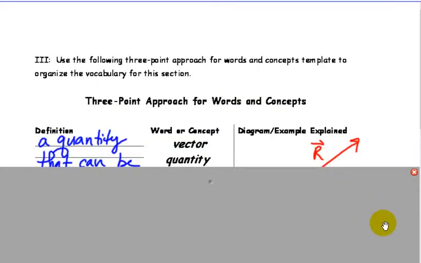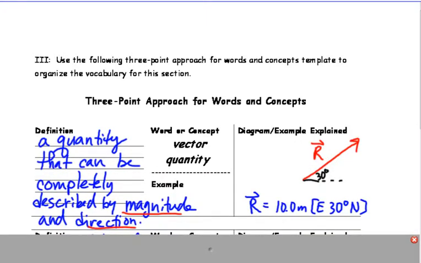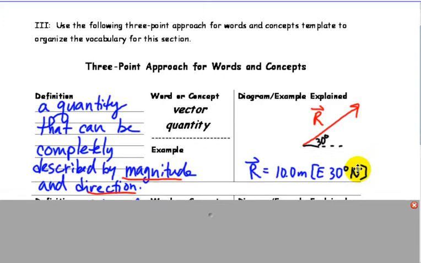And lastly, we have some vocab to wrap things up. So we looked at vector quantity. That's a quantity that can be completely described with the magnitude and direction. So I just drew an example here. Vector R, I could call it anything you want. 10 meters east, 30 north.